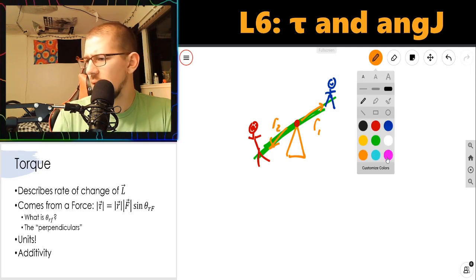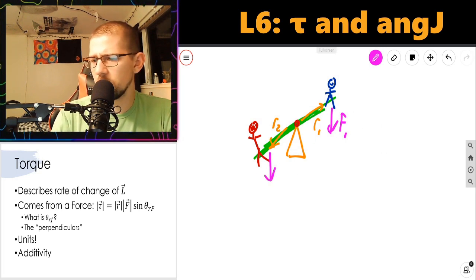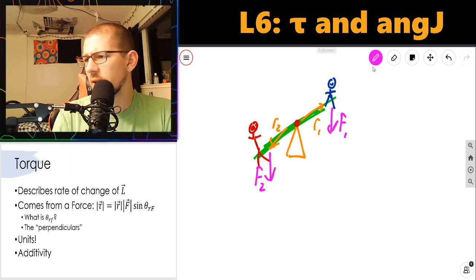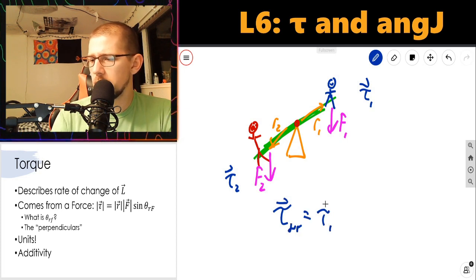Each one is putting a force on the pivot, or on the seesaw. Here's force 2. So each of these induces a torque. This one makes torque T1. This one makes torque T2. And those two torques are additive. So I say the total torque is just torque 1 plus torque 2.